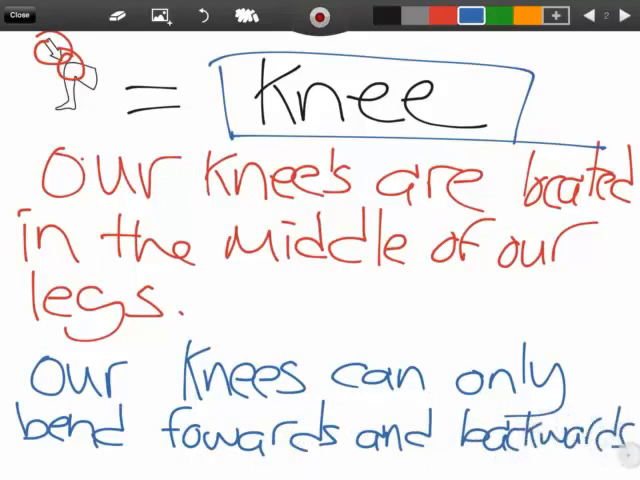I'm going to go ahead and read it for you. Our knees can only bend forwards and backwards, and our knees are located in the middle of our legs as shown in this picture right here, and that is called the knee.